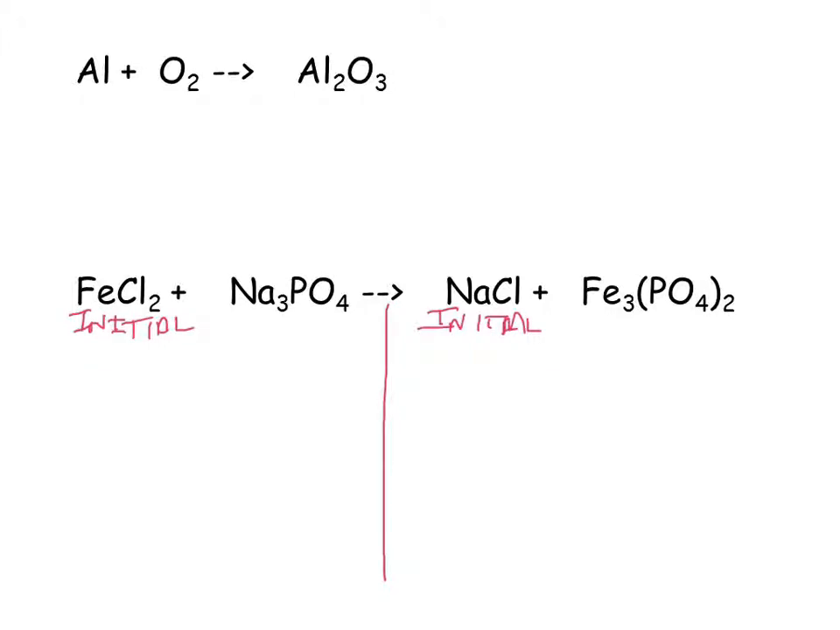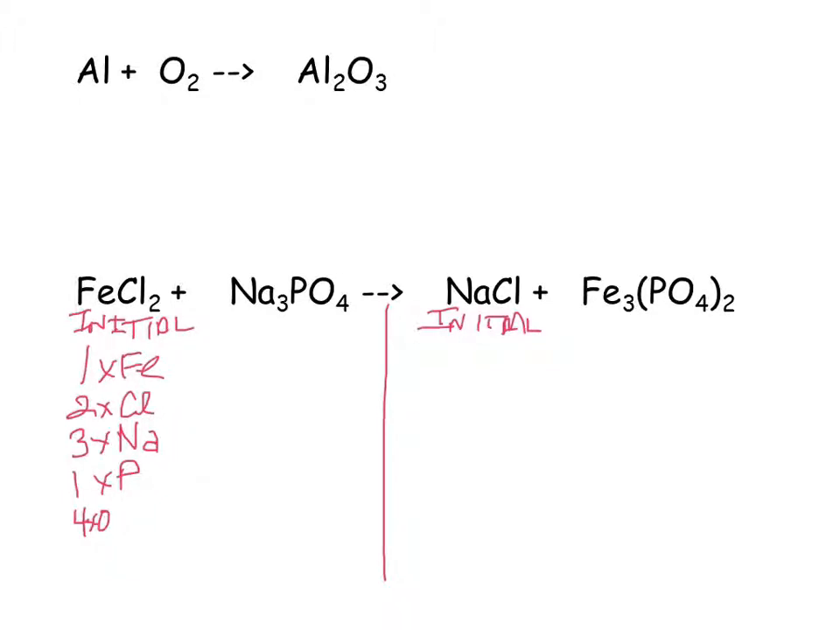First one is iron. So we have 1 iron here, 1 times iron. And then we have 2 times chlorine. And then we have 3 sodiums, so 3 times sodium. And we have 1 P, that's phosphorus, and 4 oxygen, 4 times oxygen. All right, so that's our initial count on this side.